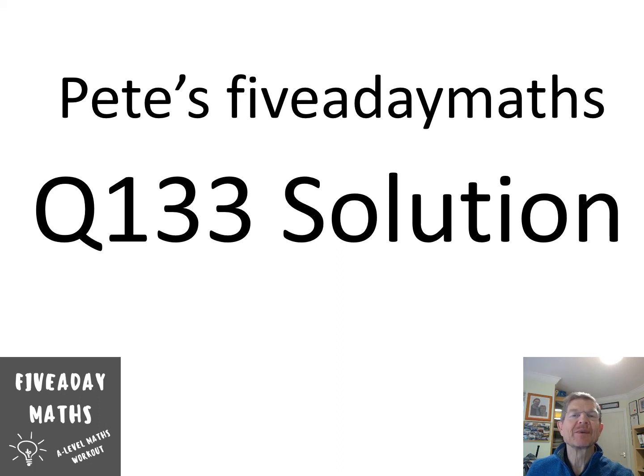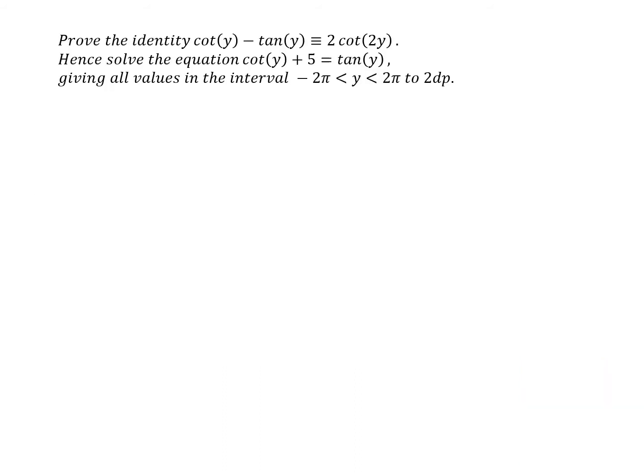Okay, we're going to have some fun with trig identities and a trig equation. So the first thing we've got to do is to prove this identity. If we look at the left-hand side of this identity, cot y minus tan y, cot y is cos y over sine y, and tan y is sine y over cos y. So cot y minus tan y is this expression here.